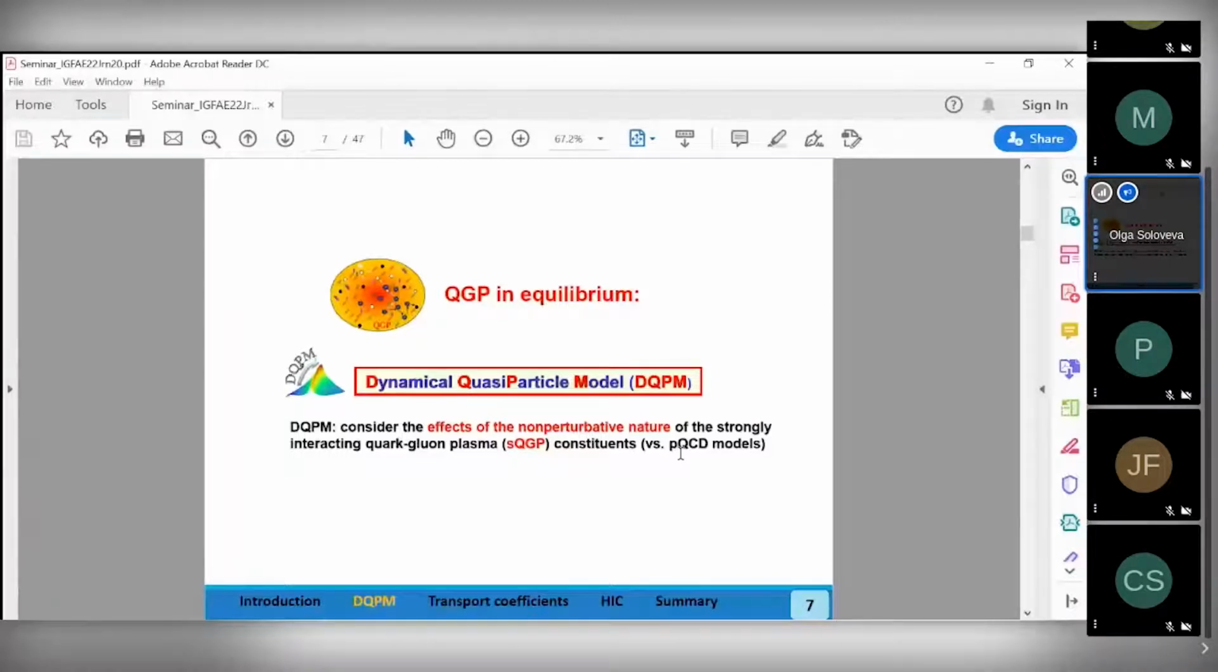So this model differs from other quasi-particle models because we have an imaginary part of the self-energy, where gamma is the interaction width of the partons, which accounts for interaction with the medium.